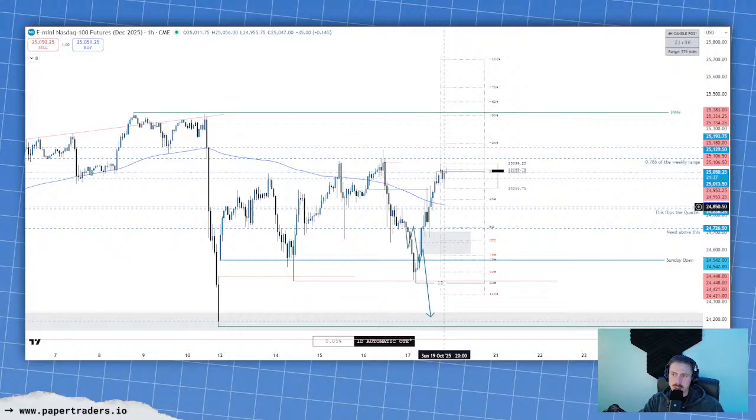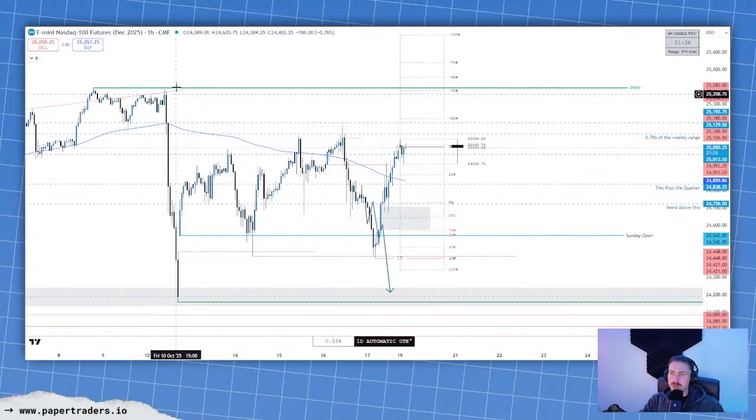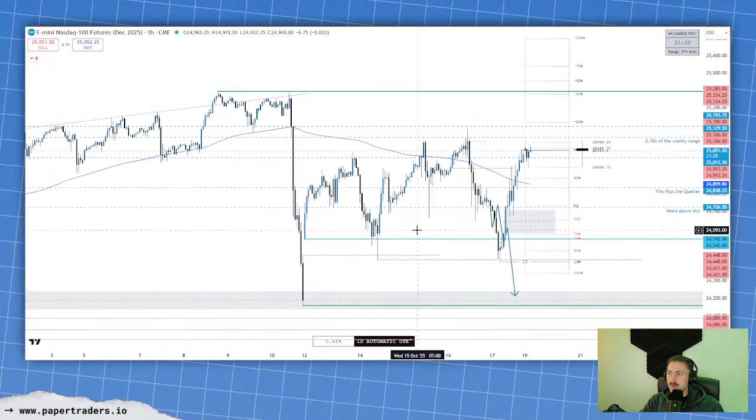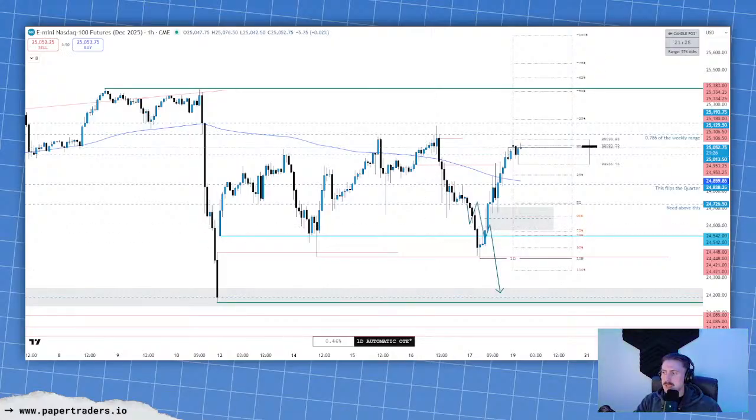Pretty much just an inside week from last week. You can see this was the previous weekly high, previous weekly high, previous weekly low. Just kind of stayed inside. So we'll go over each one of these days and see what setups we had.